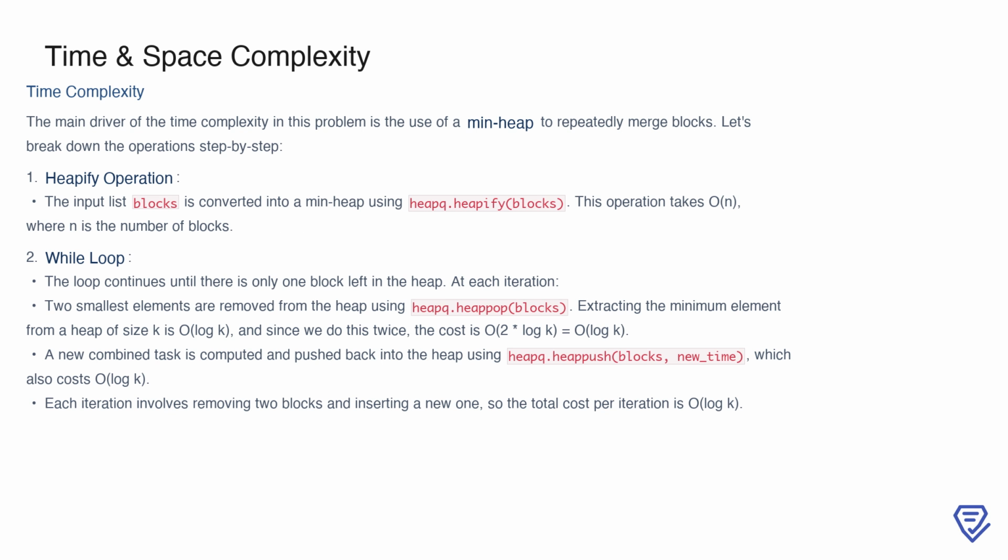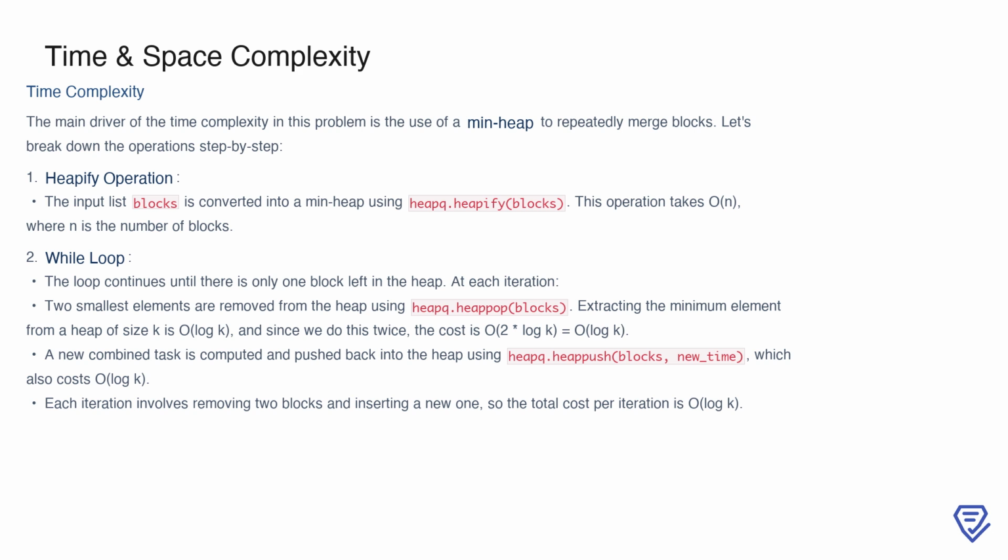To determine the time complexity of this problem, we begin by analyzing the operations involved when using a min-heap. The first step is to convert the input list of blocks into a min-heap using the heap.heapify function. This initial heapify operation has a time complexity of O(n), where n is the number of blocks in the input array. Once the heap is created, the main work happens inside a while loop, which continues until there is only one block left in the heap.